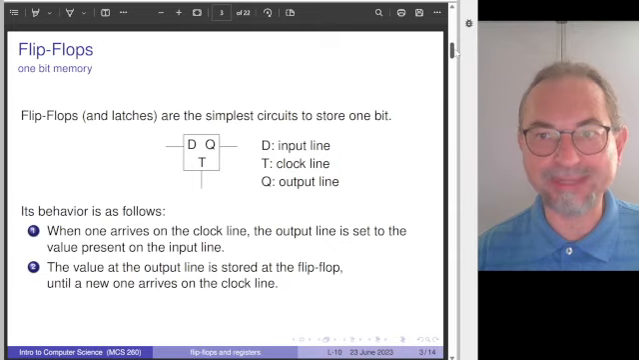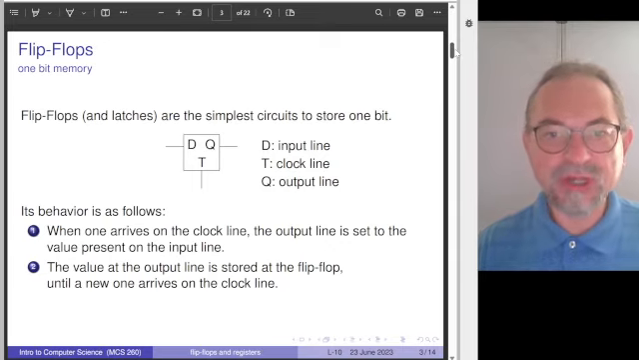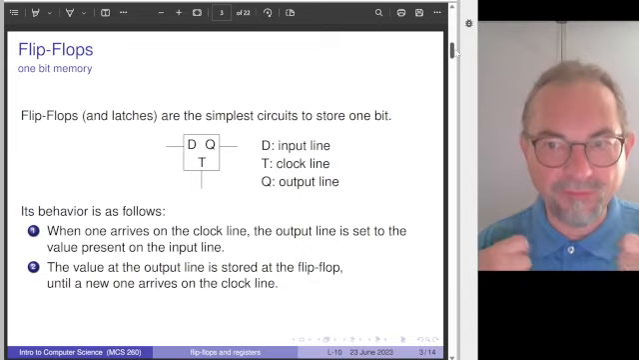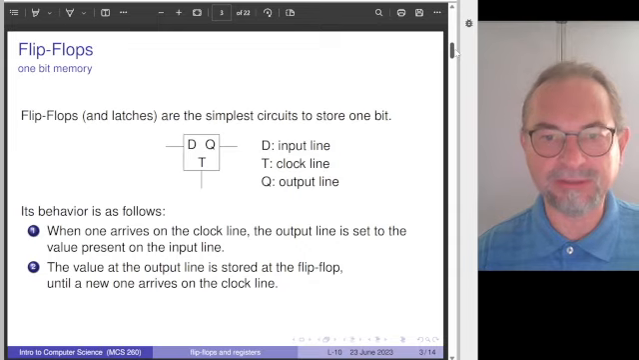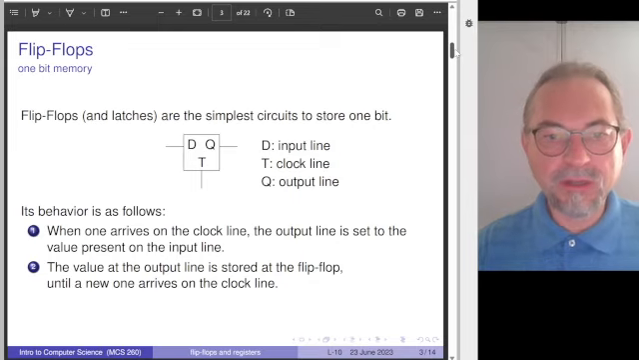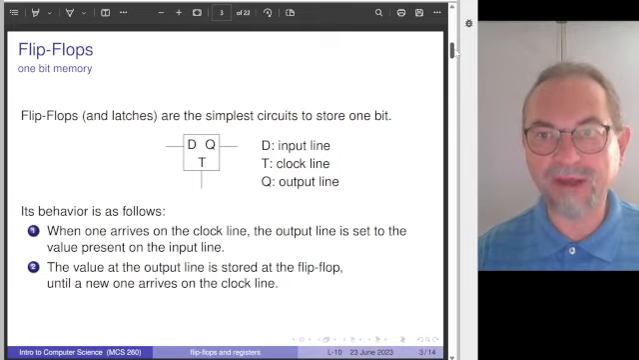A computer is a synchronous binary digital system. Whenever there is a 1 arriving at the clock line, the line marked with T, the output is copying what is on the input. And unless there is a new value arriving on the clock line, the value will stay there.